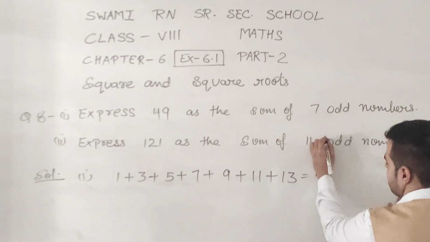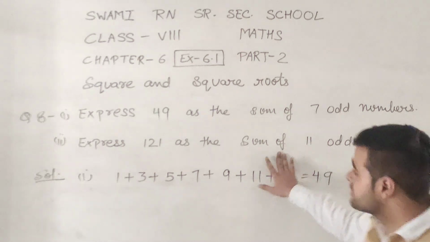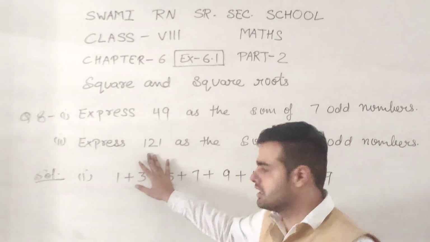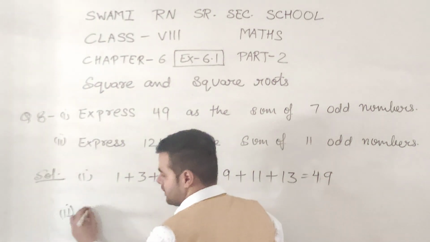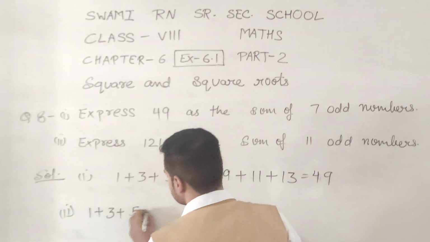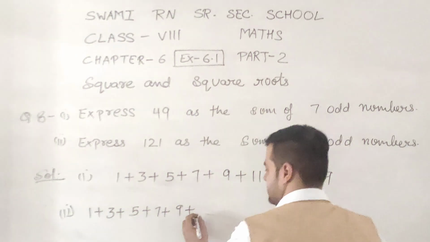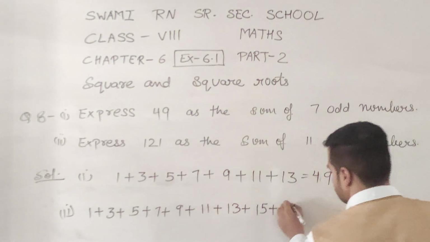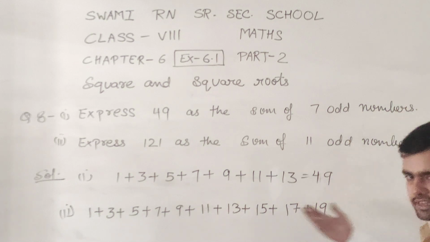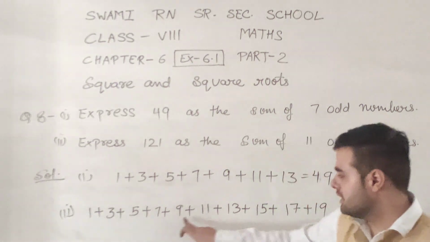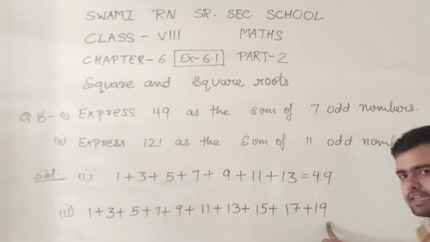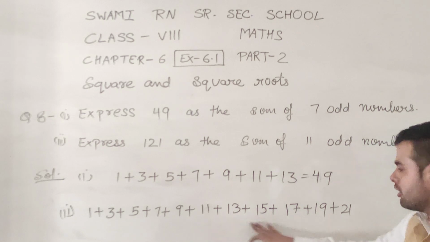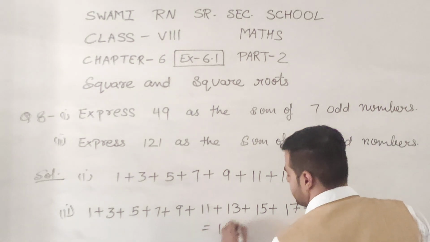When we add all these numbers, we get our result 49. Similarly, in this part also we have to write a total of 11 odd numbers to get the result 121. So we can say 1 plus 3 plus 5 plus 7 plus 9 plus 11 plus 13 plus 15 plus 17 plus 19. How many have we counted? 1, 2, 3, 4, 5, 6, 7, 8, 9, 10. So we have to write one more, that is 21. So the sum of all these 11 odd numbers is equal to 121.